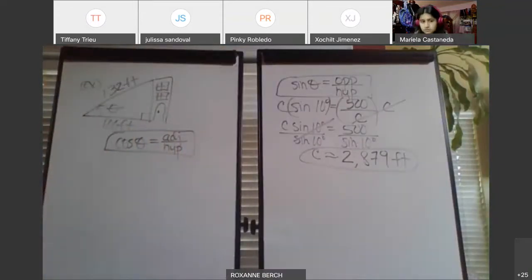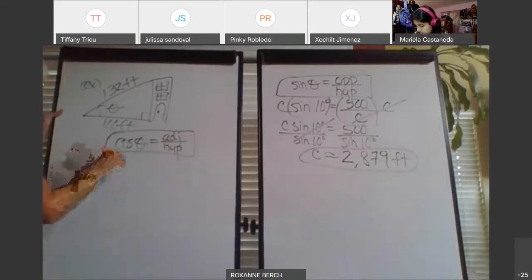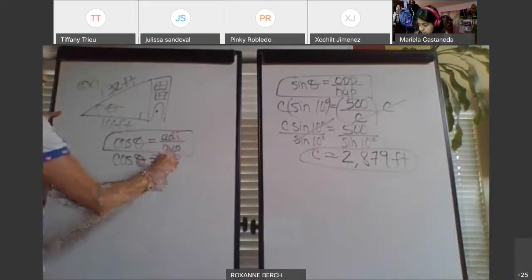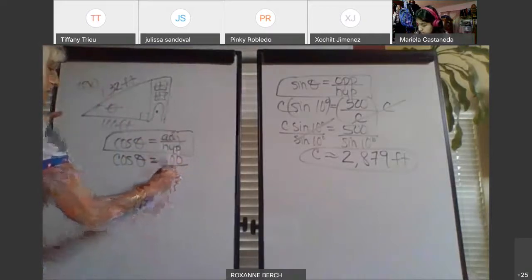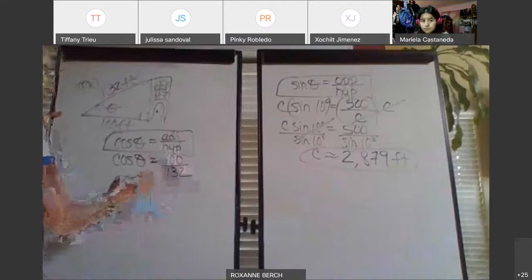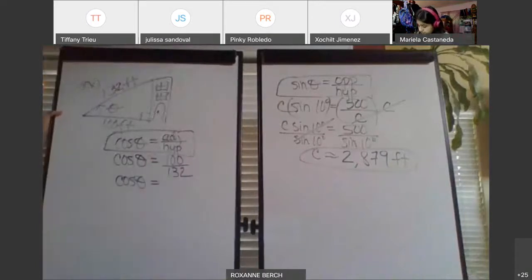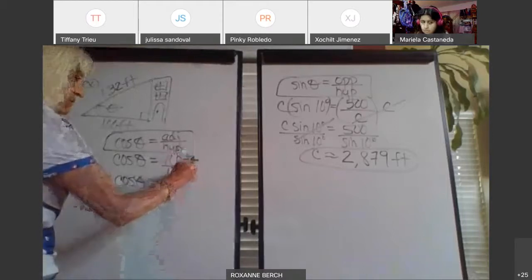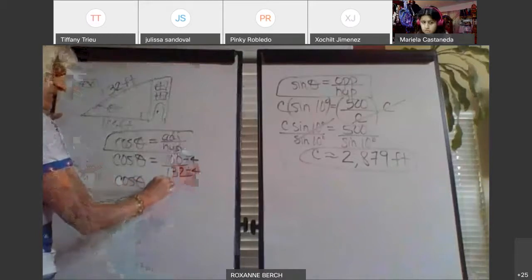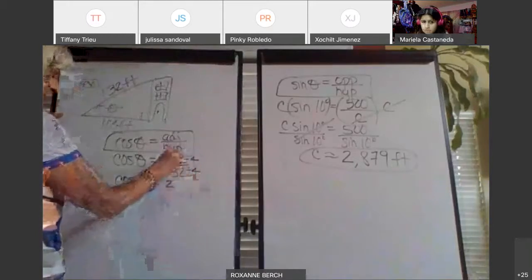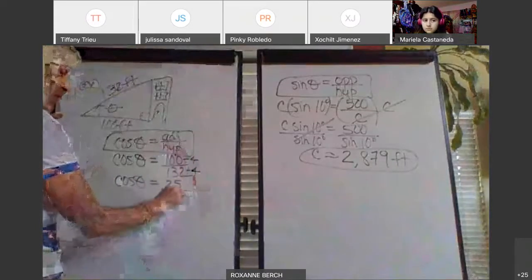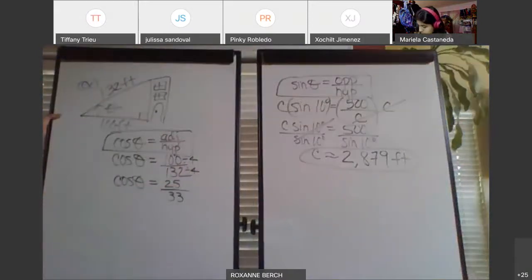Now, this is a little bit different. Watch what happens. You have cosine of the angle is equal to 100 over 132. This can be reduced, right? By, I don't know, 4. 4 times what is 13? 3, with 1 remaining. Is that right?